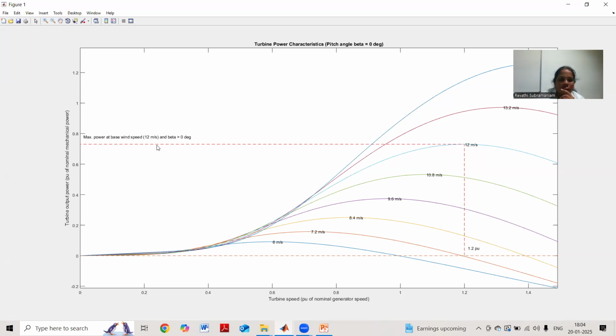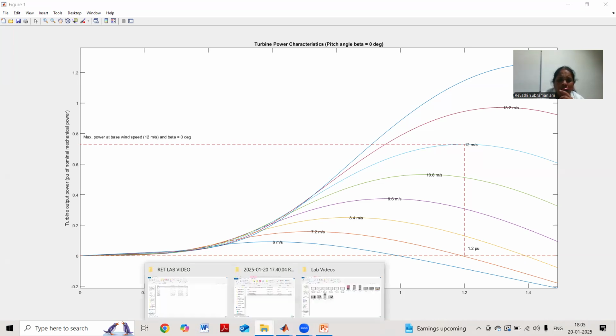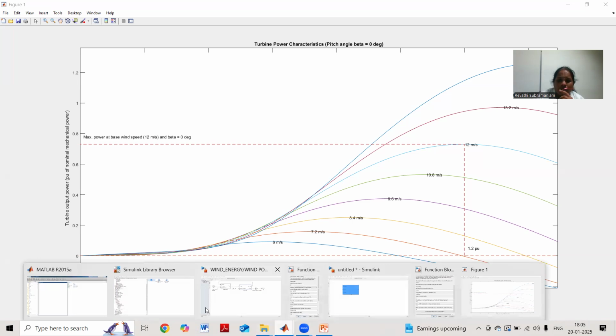is 0 degrees. So the maximum power at the base wind speed we are setting, right, that is 12 meters per second. So likewise, based on the speed of the wind turbine, the output will be here. We can see that. So this can be analyzed by using the simulation diagram.